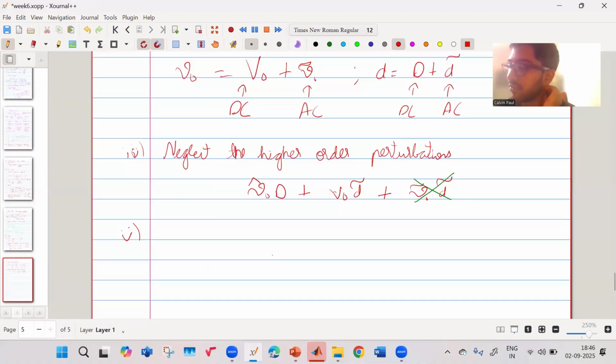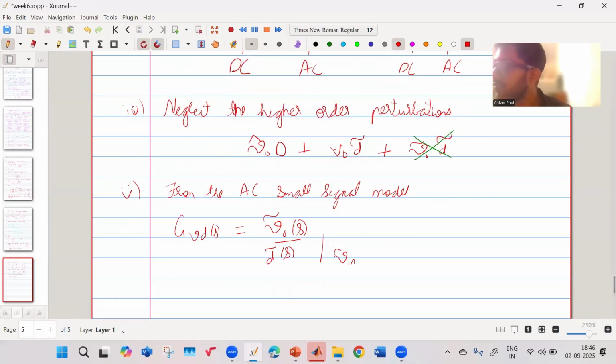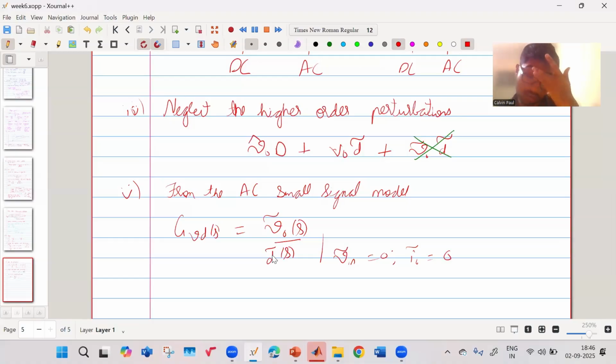Next, from the AC small signal model, if we want to find our transfer function, that is, if we want to find GVD of S, we have to find V output tilde of S by D tilde of S. But we have to make sure the other things, that is, your V in perturbation, we set to 0, and your I output perturbation, we set to 0. Those things we must be careful to follow. So this is the step which has to be used.